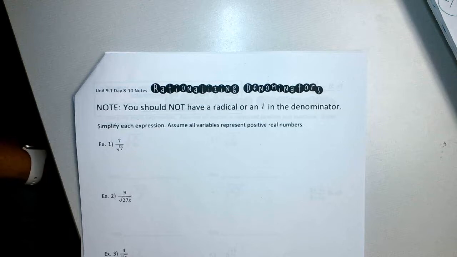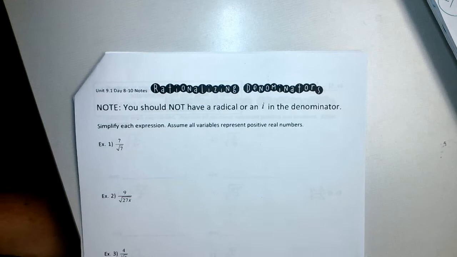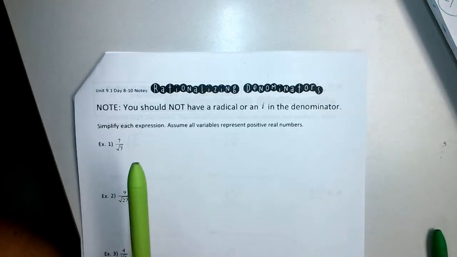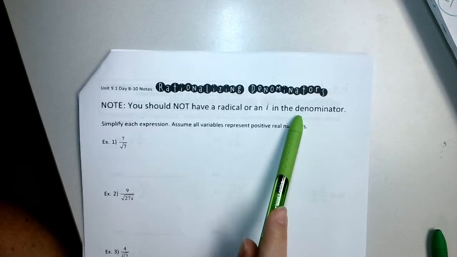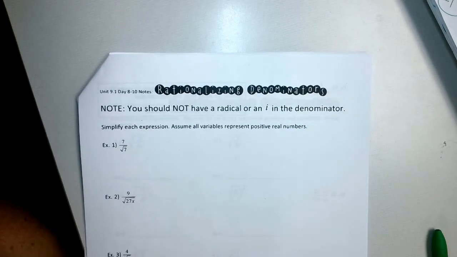Okay, so we are rationalizing denominators. Pretty much what that means is we are making them proper. To make a fraction proper, you should not have a radical or an i in the denominator. It says simplify each expression, assume all variables represent positive real numbers.